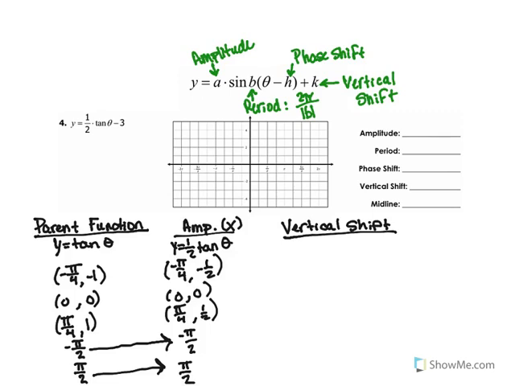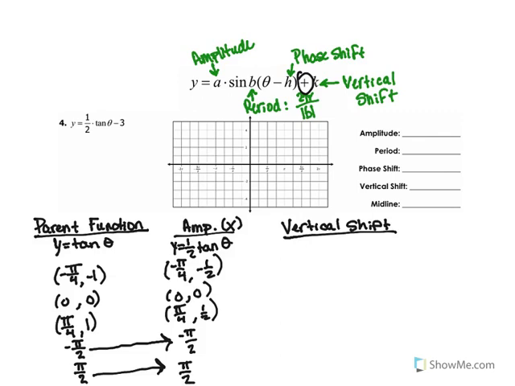We don't have a changed period in this case because there's no b there. We don't have a phase shift because that 3 is not inside of the parentheses. So vertical shift. That means we're going to move up or down, right? And the one outside of the parentheses, see how this says positive k? That means we're going to do exactly what we think it means.